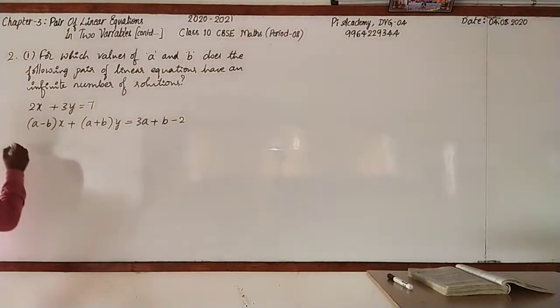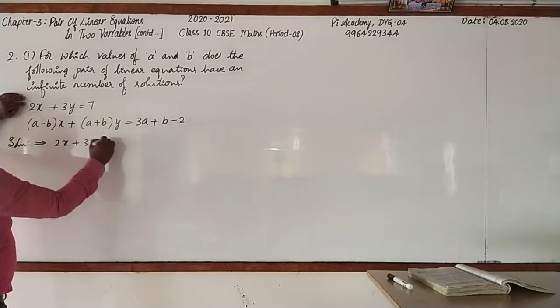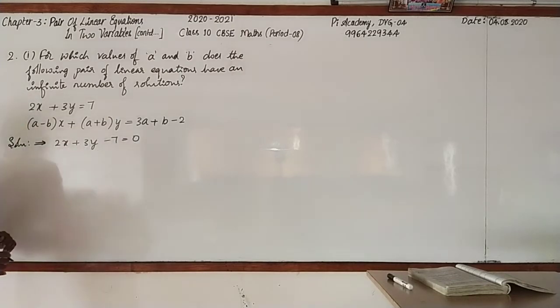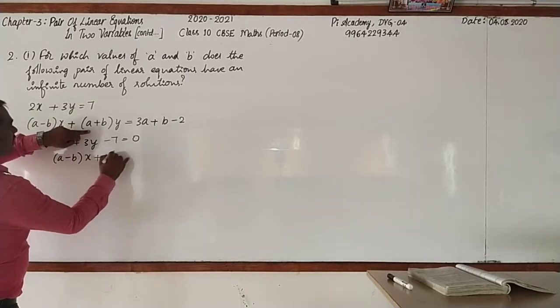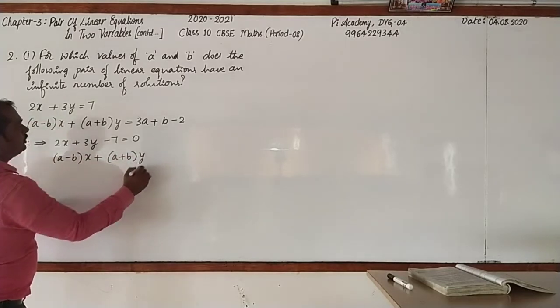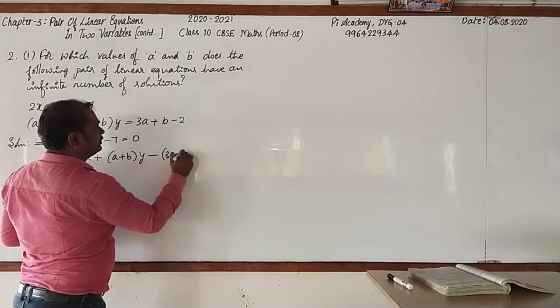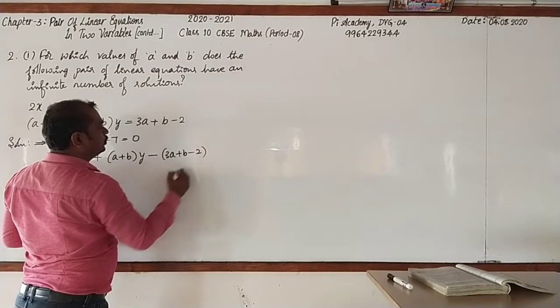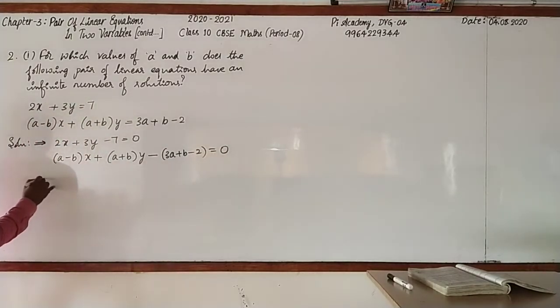Hence, first, let us go for writing the given equations in standard form. It is 2x plus 3y, take 7 to the left hand side, becomes minus 7, equal to 0. Then (a minus b) into x plus (a plus b) into y. Transfer these to the left hand side. Minus of (3a plus b minus 2), equal to 0.